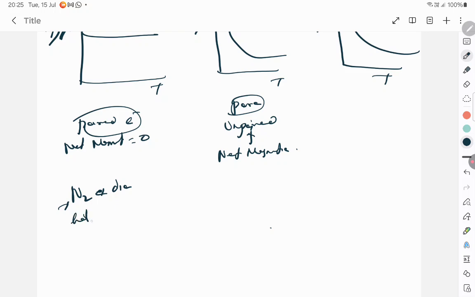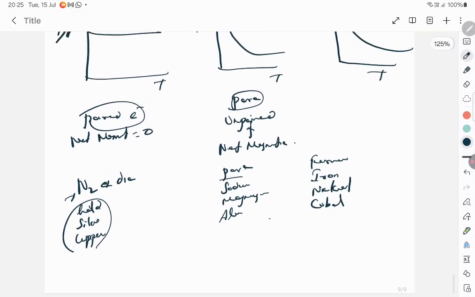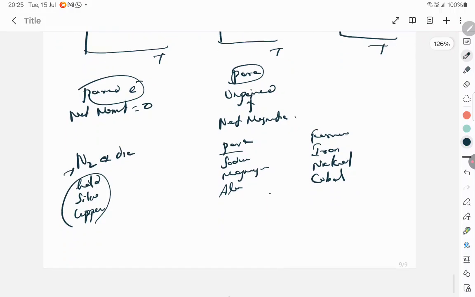Other than that, anything which is gold, silver, copper, anything which is glittery, I'm giving you a clue, are examples of dia. Para is like sodium, magnesium, anything which has got unpaired electrons. You can check out, physics better. Those are all examples of para. Aluminium is an example of para. And for ferromagnetic substances, the examples can be iron, nickel and cobalt. Iron, nickel and cobalt are the examples. Now the examples you should remember.